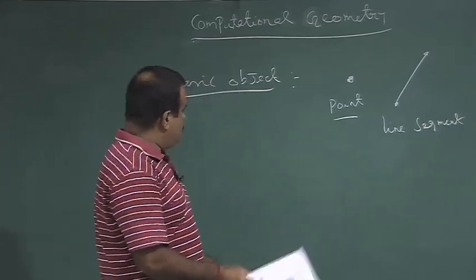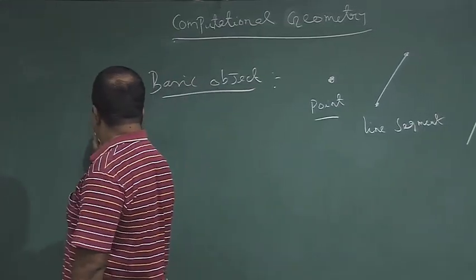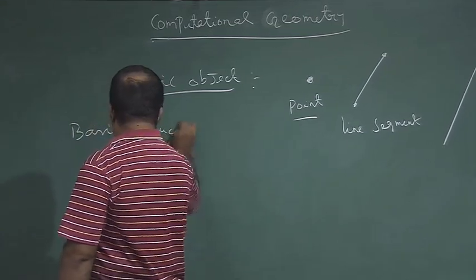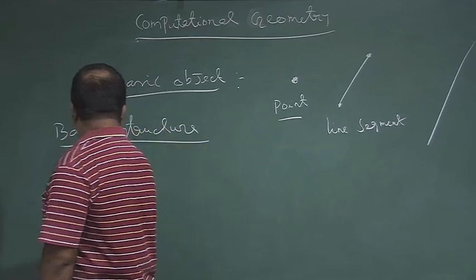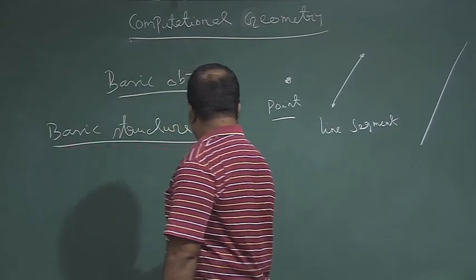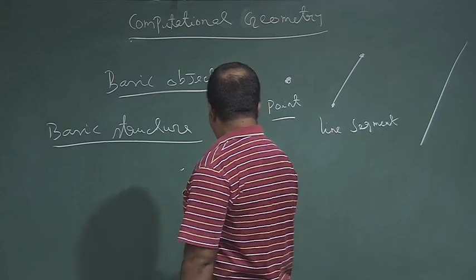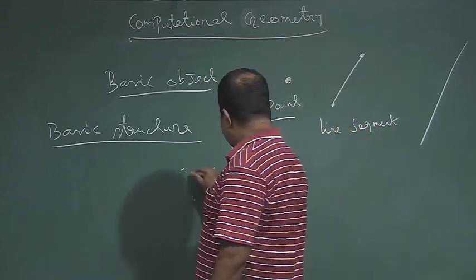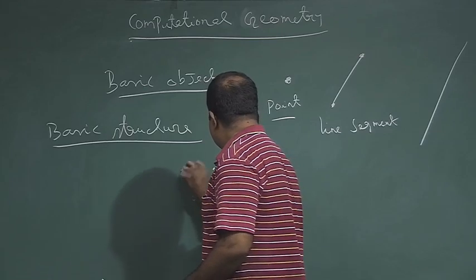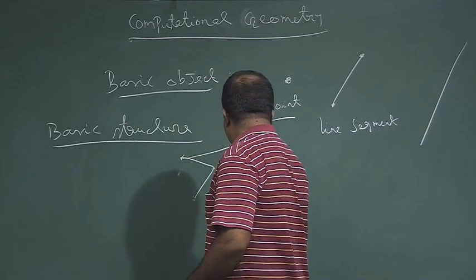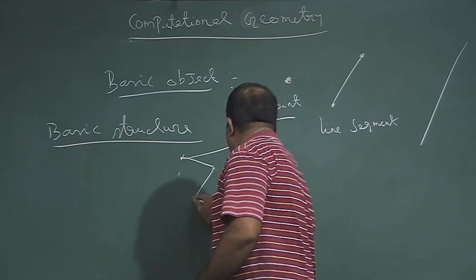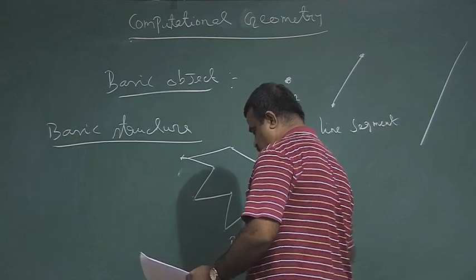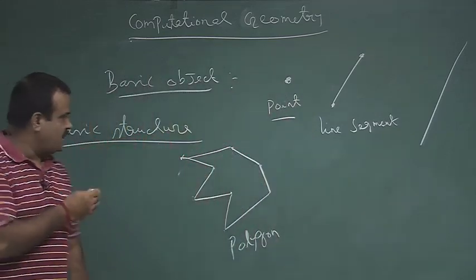Now, based on this, suppose we have some basic geometric structure. Basically, suppose we have some points. Now, the problem maybe is finding the polygon. So this is the polygon. This is a closed loop which will not intersect with itself.